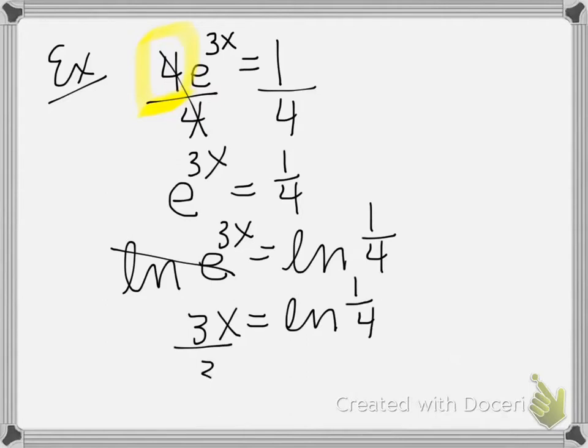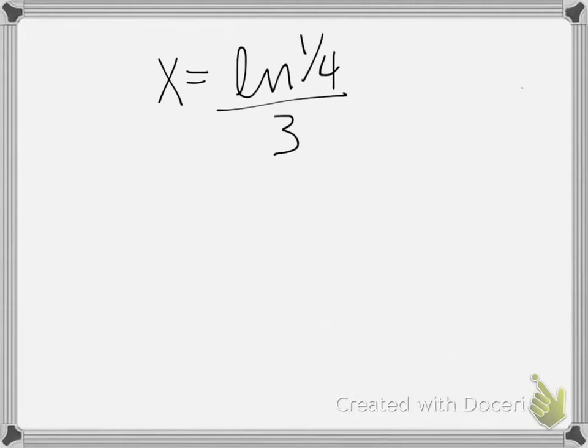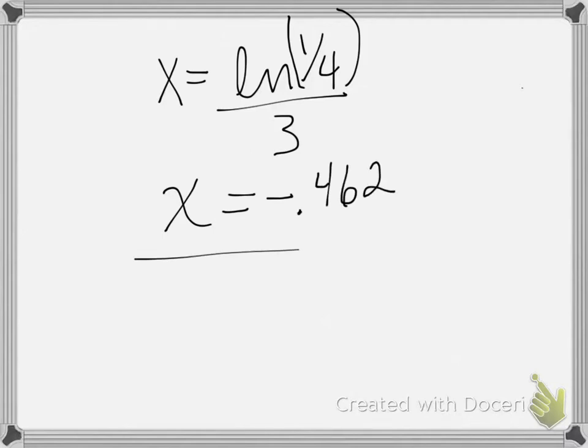Divide both sides by 3, and x is ln of 1/4 divided by 3. So we're going to put that all together in my calculator. I'm going to do ln of 1/4 with parentheses around the 1/4, divided by 3, and we're going to get negative 0.462 for x.